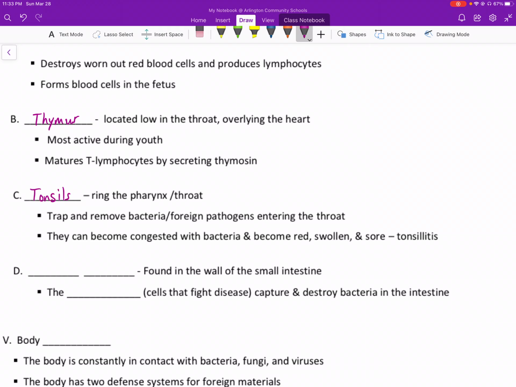So now we have the tonsils. This is the ring of the pharynx and the throat. It's going to trap and remove bacteria and foreign pathogens entering the throat. They become congested with bacteria, red, swollen, and sore, which we call tonsillitis. This is why you see a lot of tonsils being removed from children below the age of about 10 to 12, because they consistently have swollen tonsils due to always being sick, since kids often carry a lot of bacteria and infections.